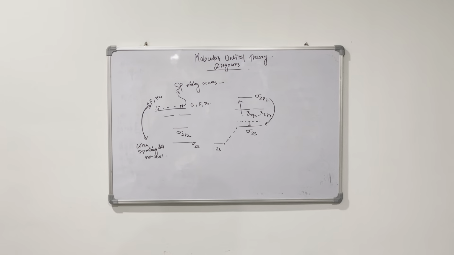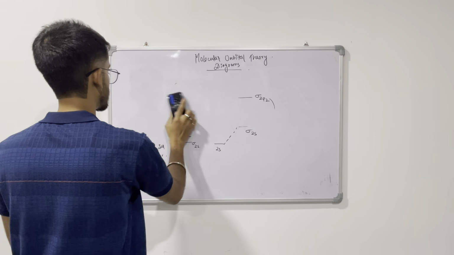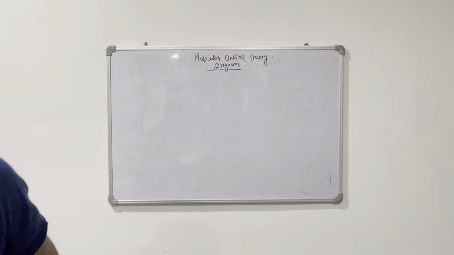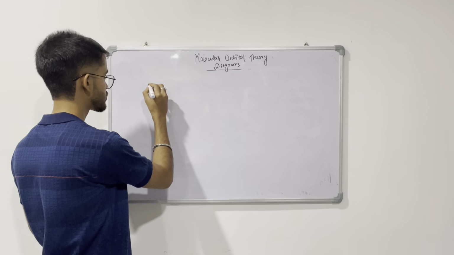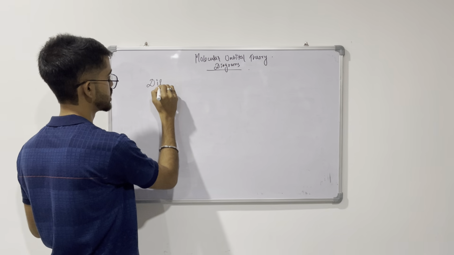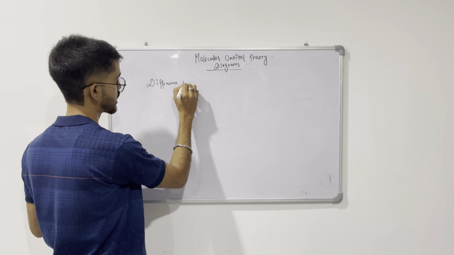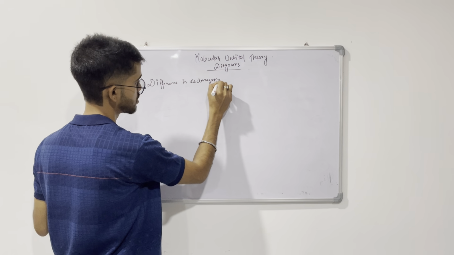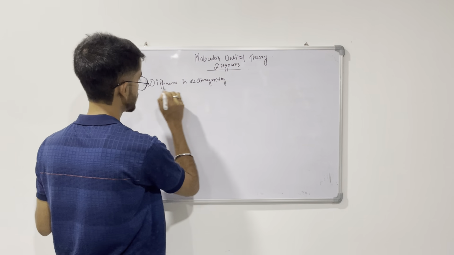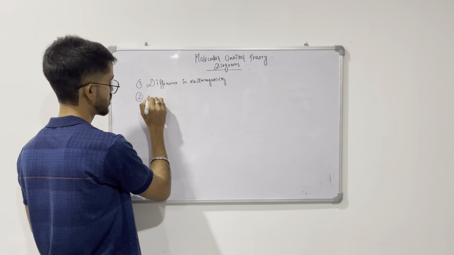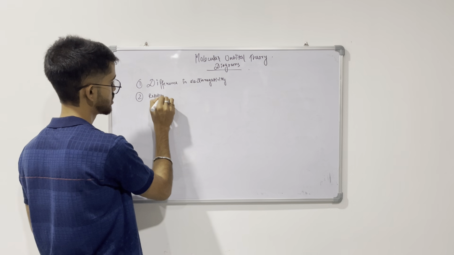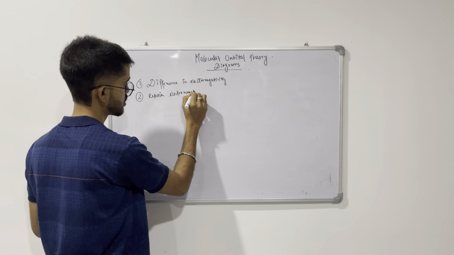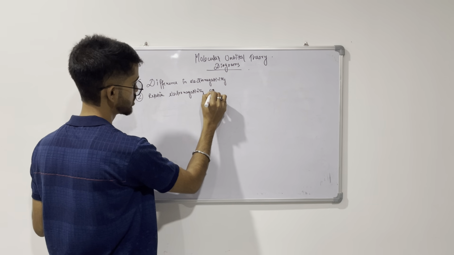Now we have to understand some of the important and basic diagrams of heteronuclear molecules. So for heteronuclear molecules, what we have to first understand is, number one, the difference in electronegativity. Second point, the relative electronegativity with respect to the hydrogen atom.